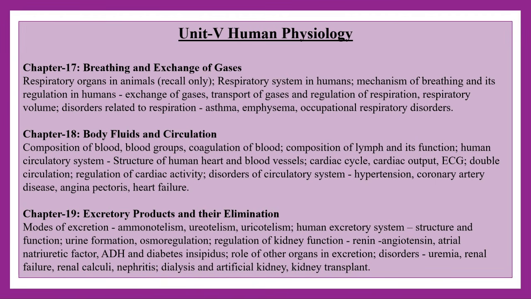Chapter 19. Excretory products and their elimination. This chapter is about how the body removes waste through the excretory system, mainly the kidneys. We will learn about urine formation, nephron structure, glomerular filtration, and the role of ADH and aldosterone. Practice diagrams of nephron and understand osmoregulation well.